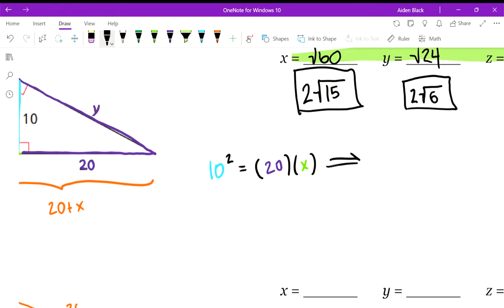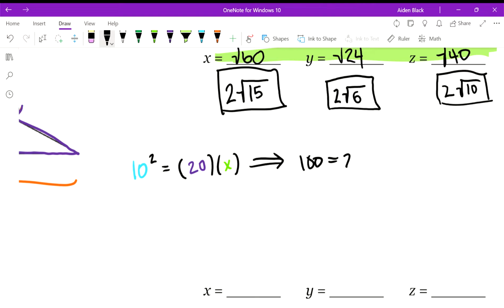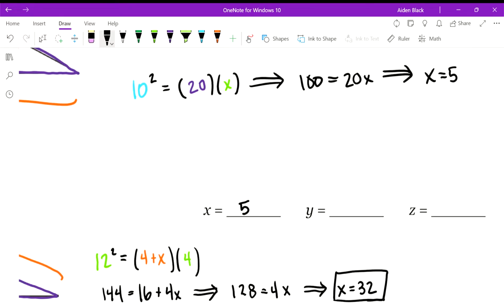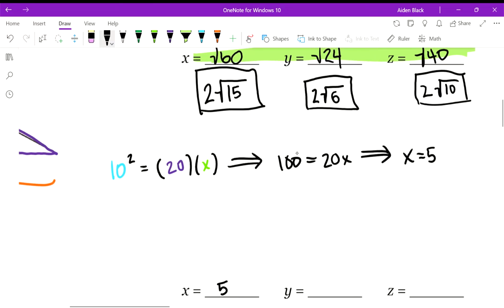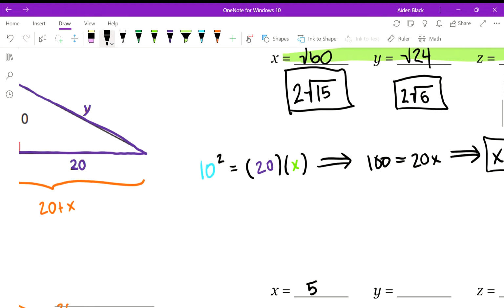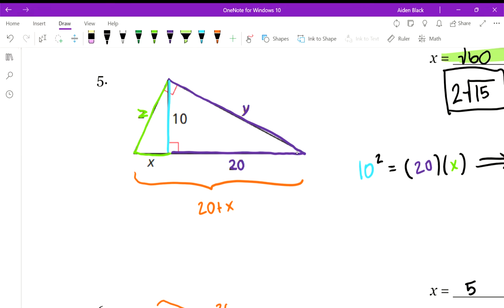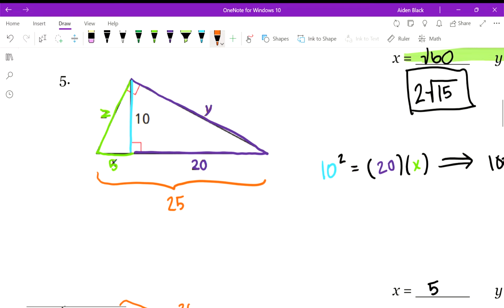And you guys can solve this. 10 squared, 10 times 10 is 100, and 20 times x is 20x. You divide both sides by 20, you find out that x equals 5. Cool, so x equals 5. It's a nice number. I'm just going to erase this and put 5 here. I'm going to erase this and know that 20 plus 5 is just 25. So our whole hypotenuse is 25.